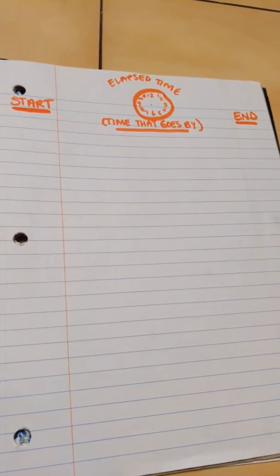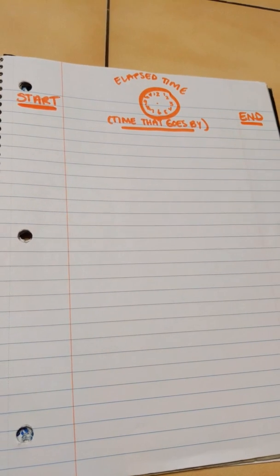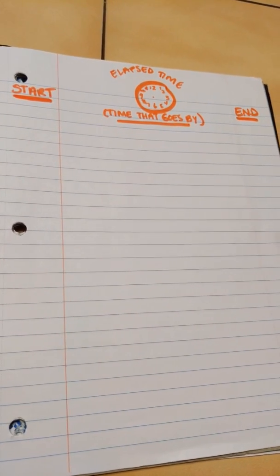Hi, fourth grade. So we're going to talk about elapsed time today. Elapsed time is always tricky because there are so many components to figuring out a problem. So I want to begin with talking about three main parts to any problem involving time.